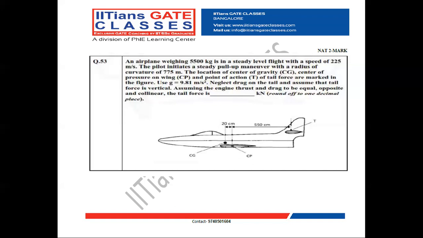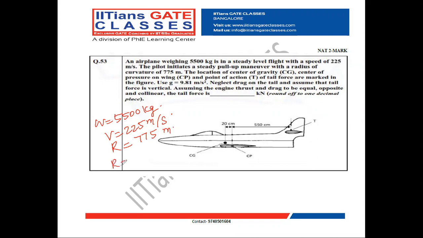First, what are the given data? They have given weight equal to 5,500 kg. Velocity at which we are flying is 225 meters per second. And the radius of turn, since it is a pull-up maneuver, is given as 775 meters.